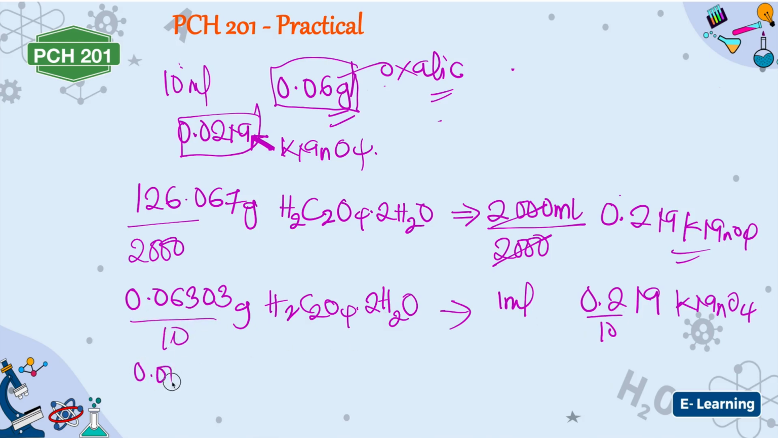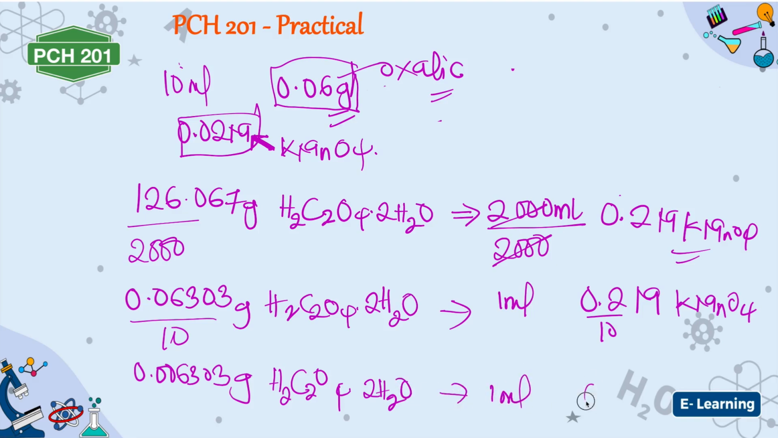Which will give us 0.006303 gram H2C2O4·2H2O per 1 mL of 0.02 molar KMnO4. See, this one is our milli equivalent for the standardization of KMnO4. So first, this is what you do just to get the factor for KMnO4. It's called standardization of KMnO4.